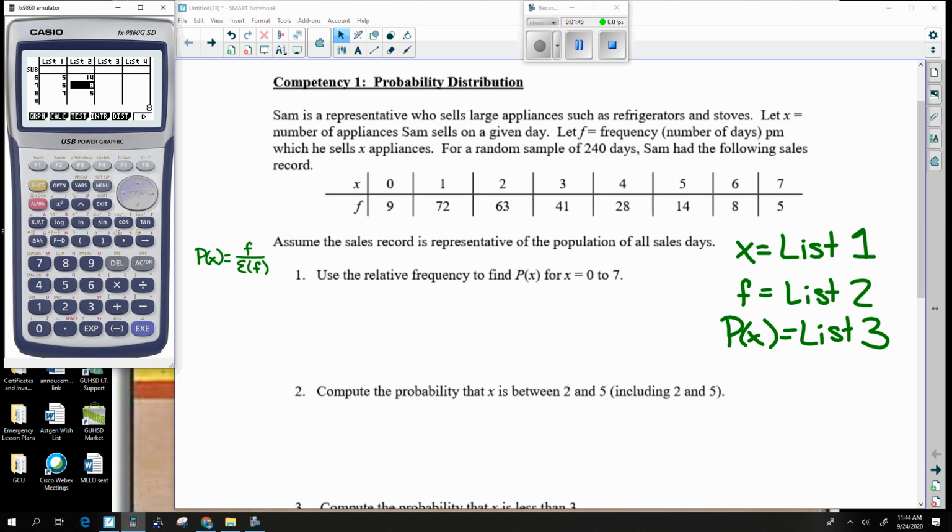Just double check that I didn't make an accidental button push somewhere. Okay, it looks like we're good to go. So the first one is to find these probabilities.